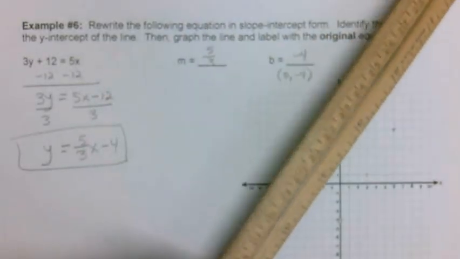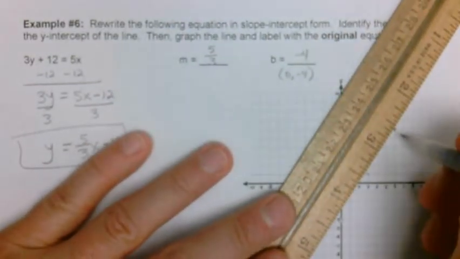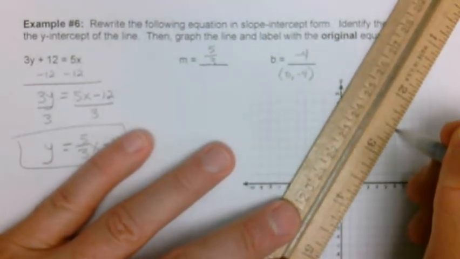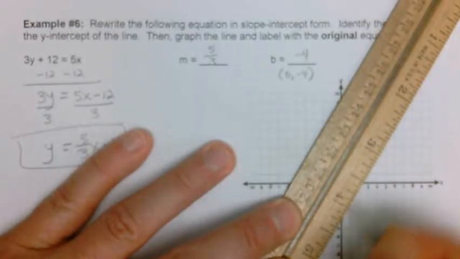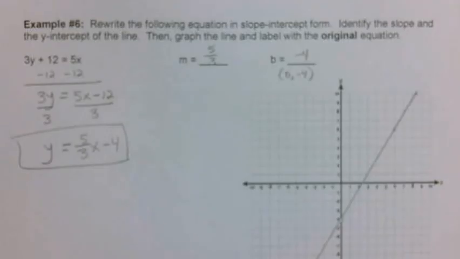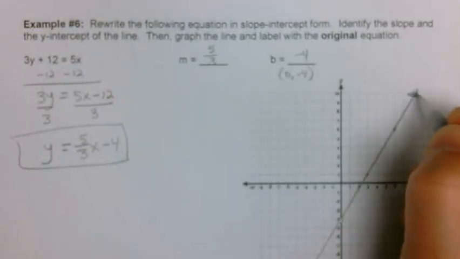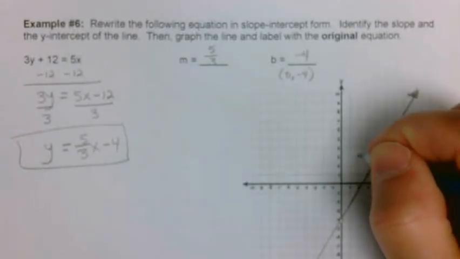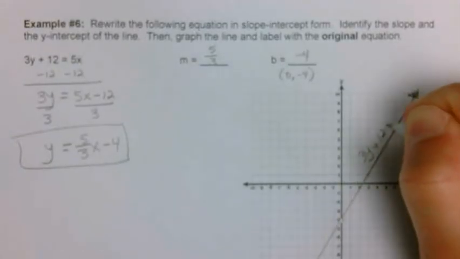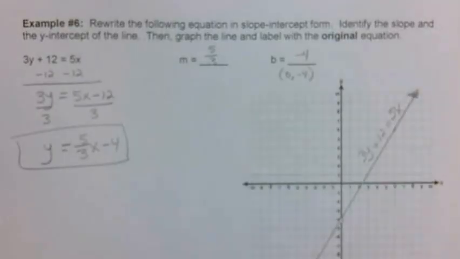And then we use that ruler, and we'll extend through our points in both directions as far as we can go. And we get a picture that looks like this. Arrows on both ends to graph a line. And then the original equation, 3y plus 12 equals 5x.